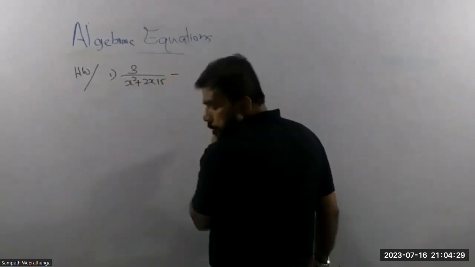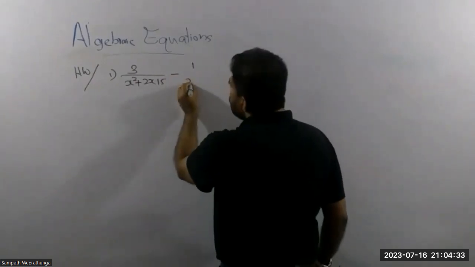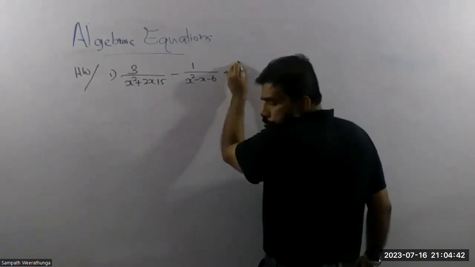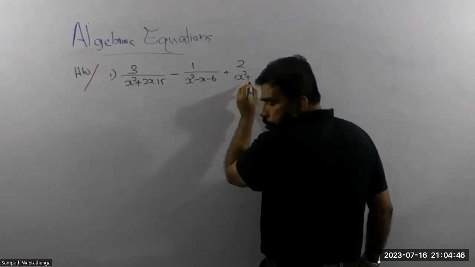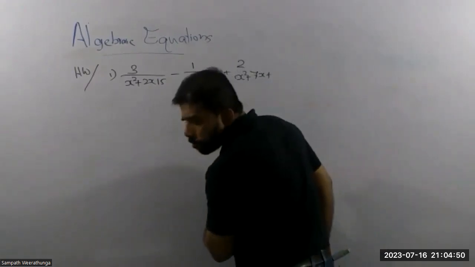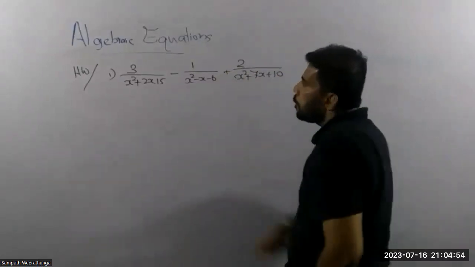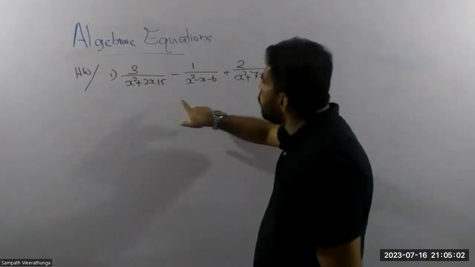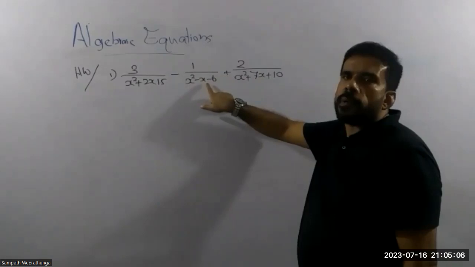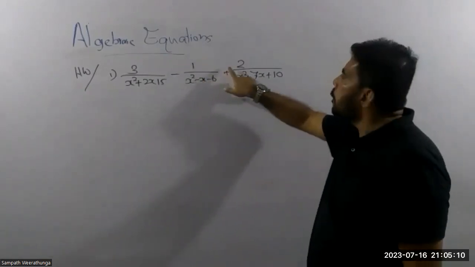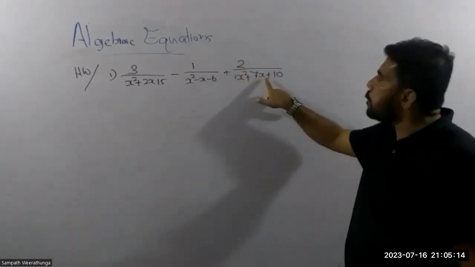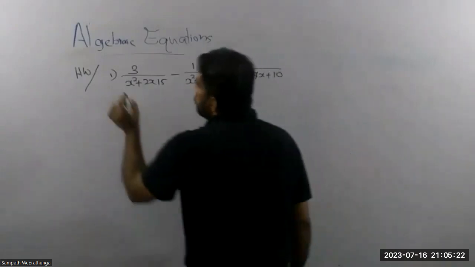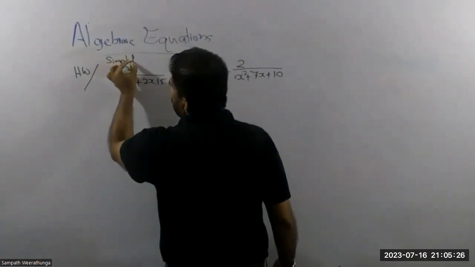I'll write first, then I'll dictate it. The first one is 3 over x squared plus 2x plus 15, minus 1 over x squared minus x minus 6, plus 2 over x squared plus 7x plus 10. So you have to simplify this.